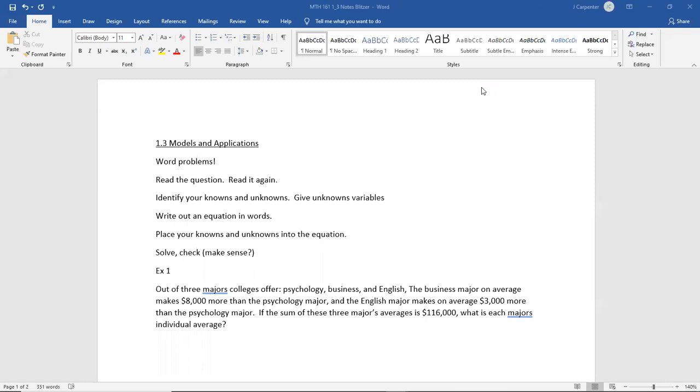We're going to go ahead and dive head first back into where we are with 1.3, models and applications. So we already showed all this last time. We may have even shown the actual example. I think we did show it, but we didn't really get into working it.